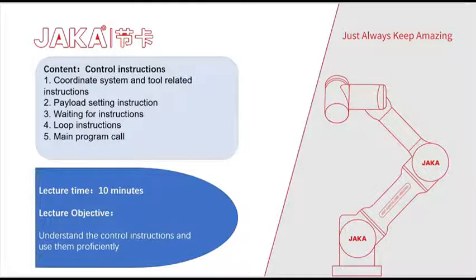1. Coordinates and tool-related instructions. 2. Load settings instruction. 3. Waiting instruction. 4. Cycle or loop instruction. 5. The main program call instruction. The duration of this course is about 10 minutes. The course objective is to understand the control instruction and be able to use them proficiently.